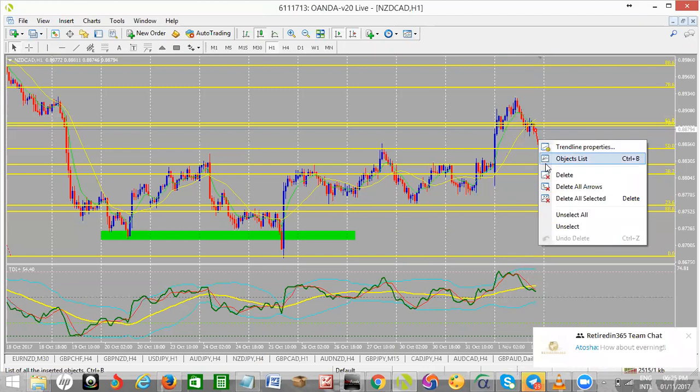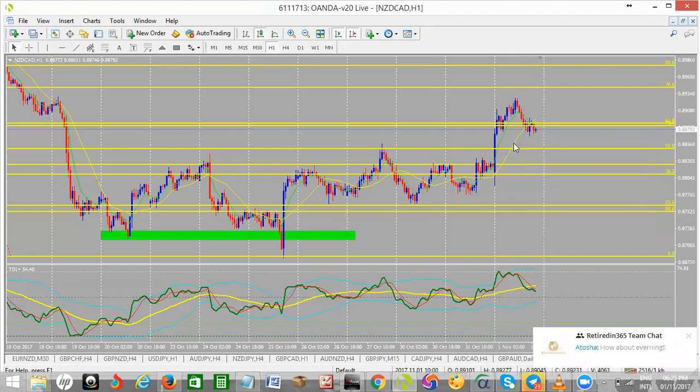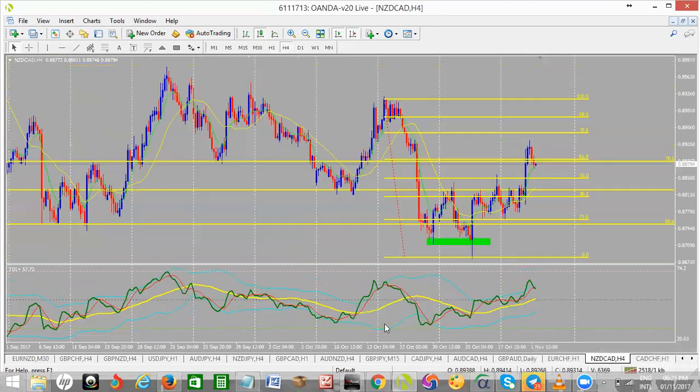But I think this will drop. But I don't want to get in late. It's already late. I got you. Discipline. So I don't want to get in. 618 retracement. It should be a projected 100 pip drop.